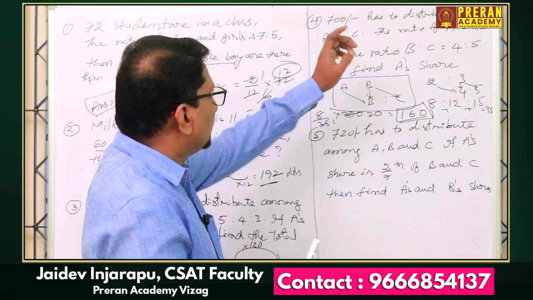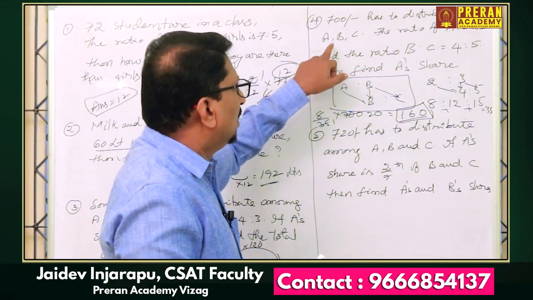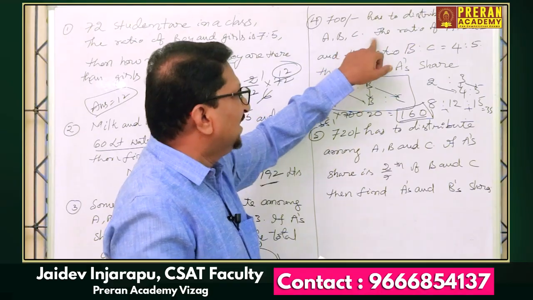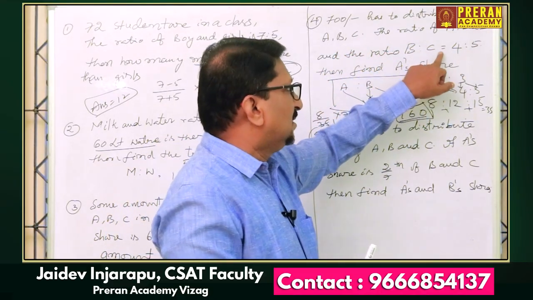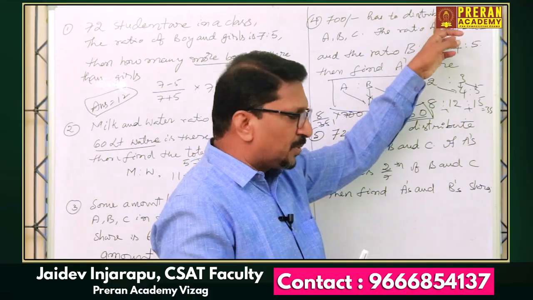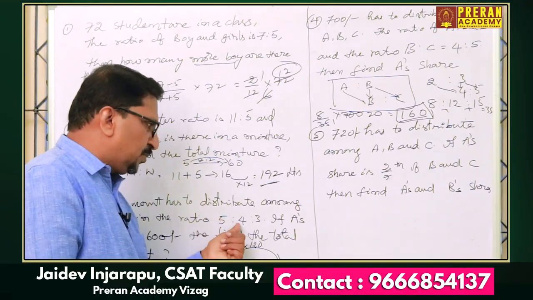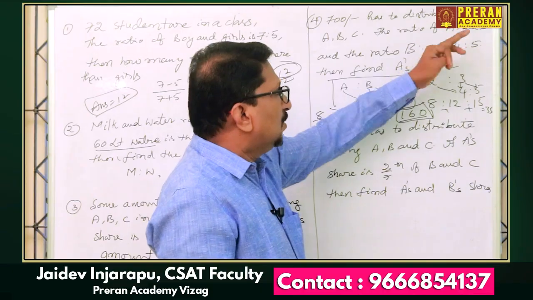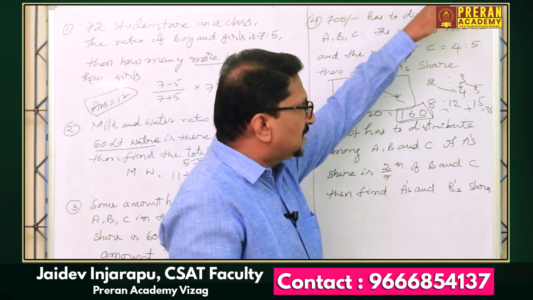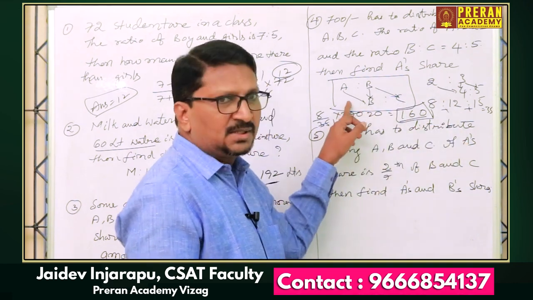I am repeating once again. 700 rupees has to be distributed among A, B and C. The ratio of AB is 2 is to 3, BC is 4 is to 5. What is the difference between this problem and the previous problem? Here he has given the direct ratio, A is to B is to C. But here he has given two different ratios. So what I did, I have converted these two different ratios into one ratio. For that I have applied this shortcut.